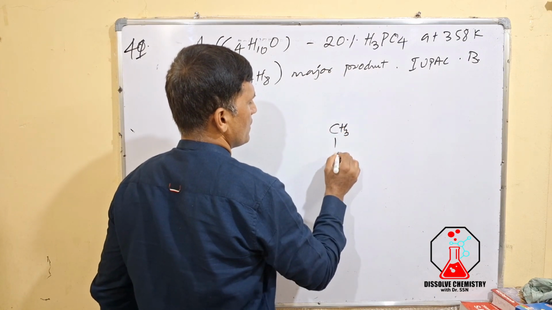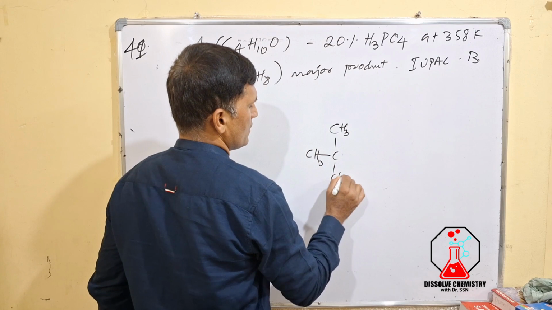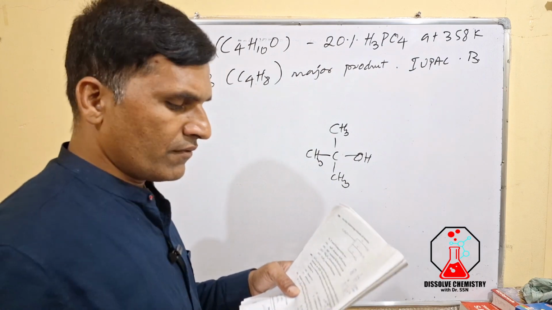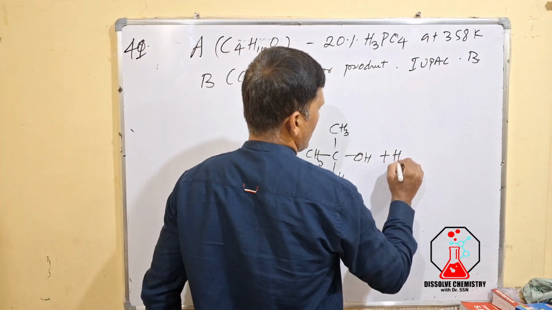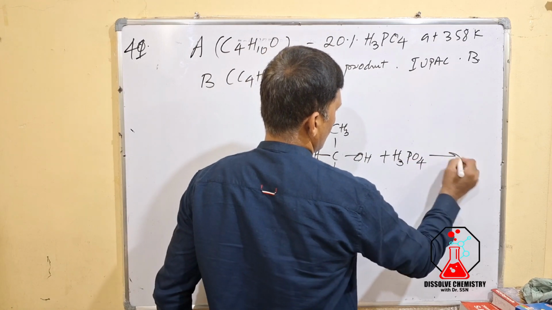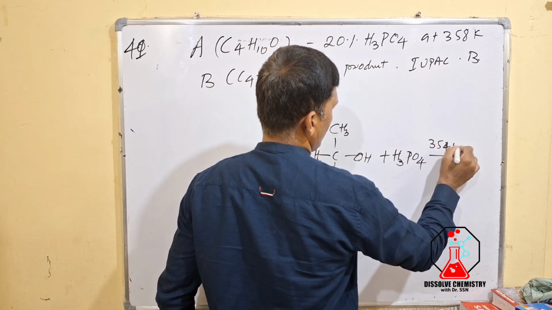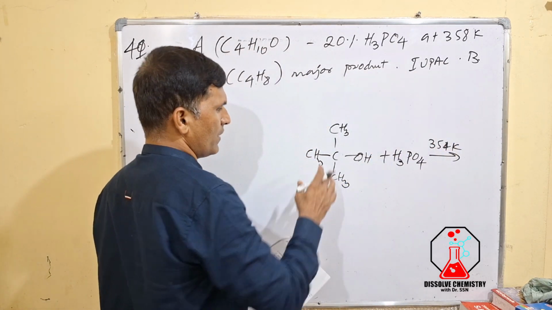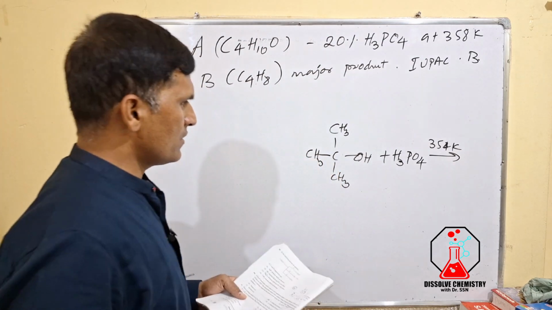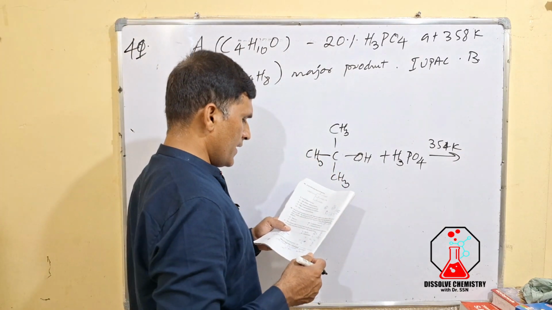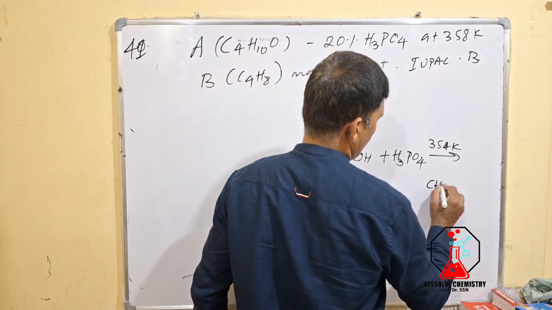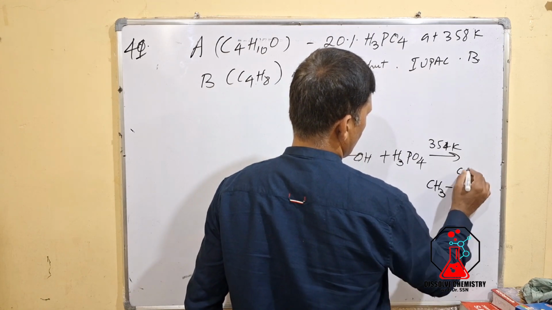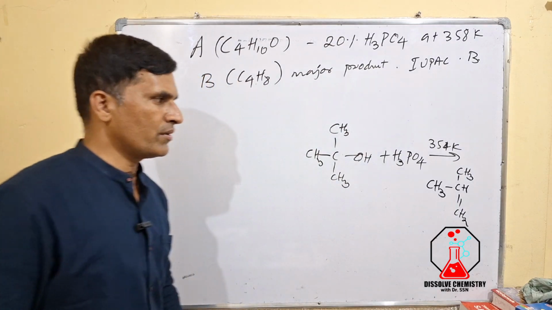CH3, CH3OH. What is being done? By using phosphoric acid. 20% phosphoric acid is used, and it is heated at 358 Kelvin. Then you are going to get the product. It's a tertiary alcohol with the molecular formula C4H10O, and it is going to give C4H8, means CH3, CH double bond CH2, CH3. So this is the product we are going to get.